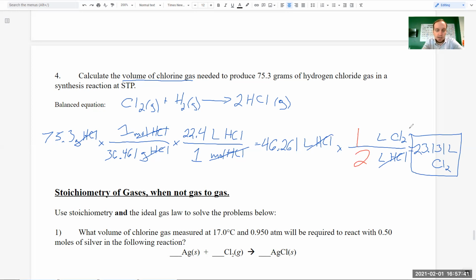All right, guys, like I said, this is very reminiscent of a mole to mole. Again, if they are tied together in a chemical reaction, then we know the relationship and we could just use the molar ratio.